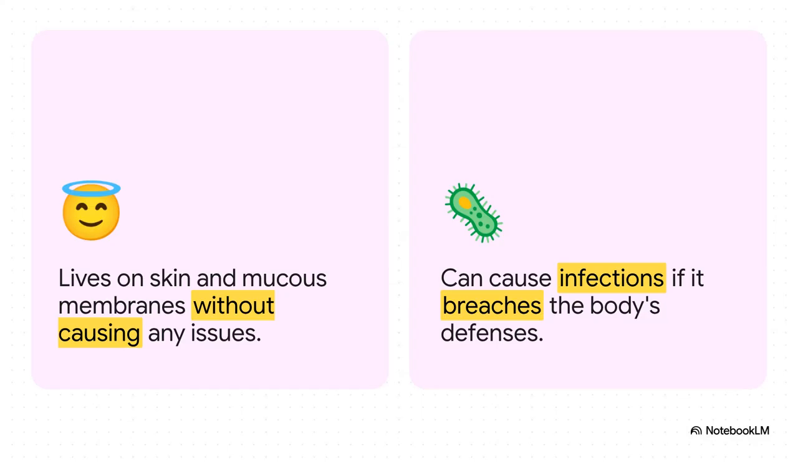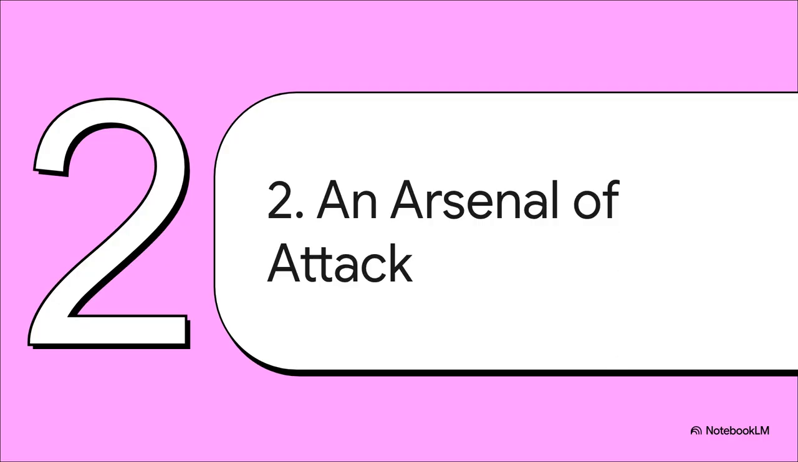This is probably the most crucial thing to get about Staph. It has two faces. On one hand, it's a completely peaceful resident, just minding its own business. But you give it an opening, and something as simple as a paper cut is enough, and it can flip a switch and become a dangerous pathogen. It's a classic Dr. Jekyll and Mr. Hyde situation, just happening on a microscopic scale. So what is it that allows this transformation from a harmless resident to a dangerous invader?